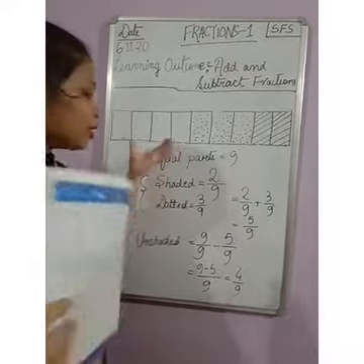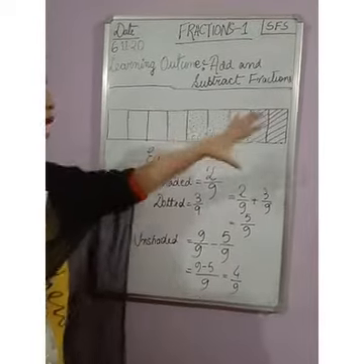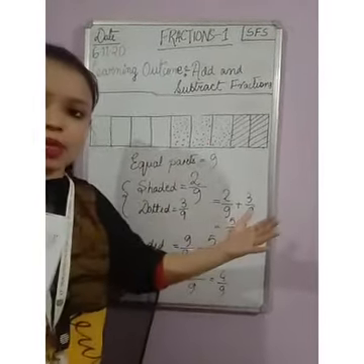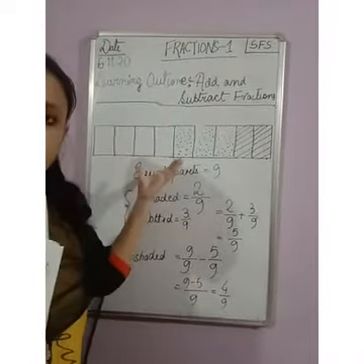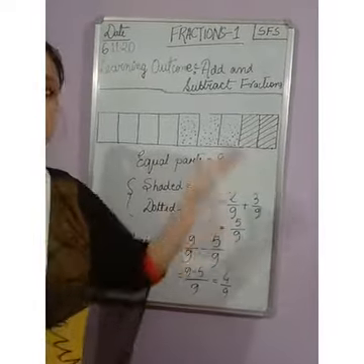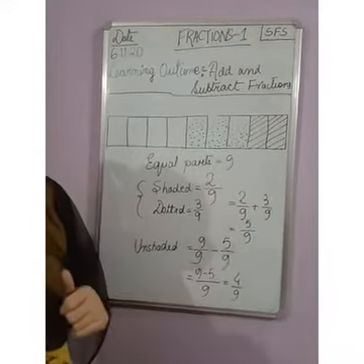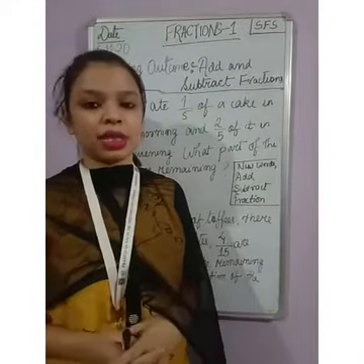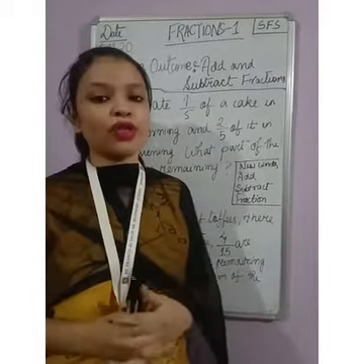Okay children, looking at the picture we can directly say that it is 4 by 9. 1, 2, 3, 4 out of 9. But how to solve mathematically? We have to subtract from the whole. Now since it is 9 equal parts, it will be 9 by 9. If it had been 15, it would have been 15 by 15. Okay? I have taken 2 examples where we can use addition or subtraction of like fractions.